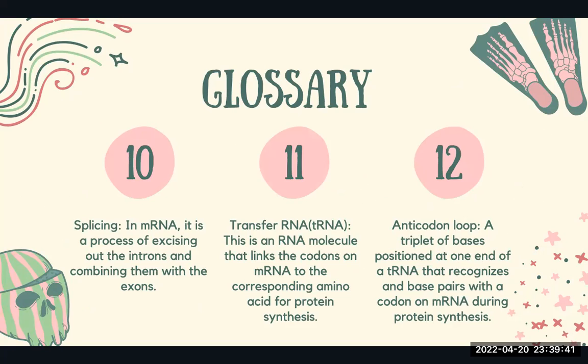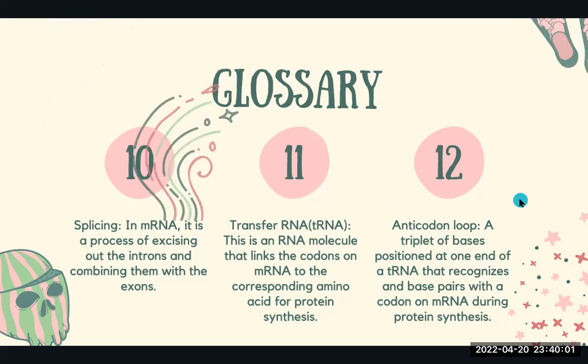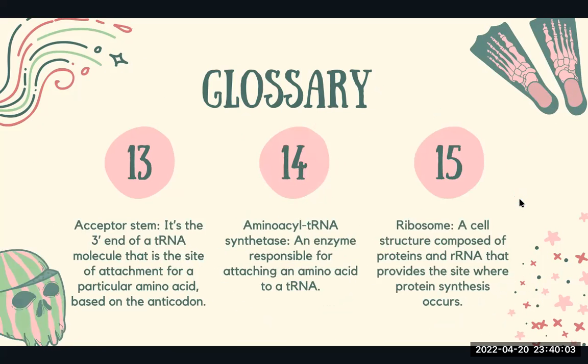Transfer RNA, or tRNA. It's an RNA molecule that links the codons of mRNA to the corresponding amino acids for protein synthesis. Anticodon loop. This is a triplet of bases positioned at one end of the tRNA that base pairs with codons in mRNA during protein synthesis. Acceptor stem. It's the 3' end of a tRNA molecule that is the site of attachment for a particular amino acid based on the anticodon.